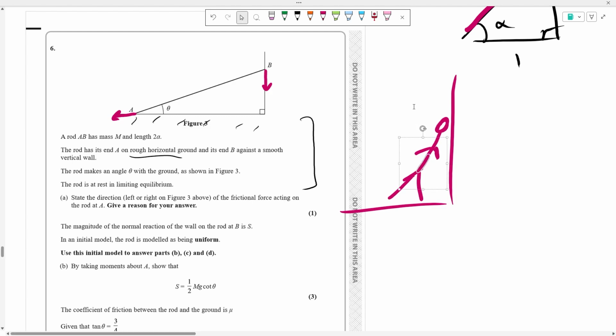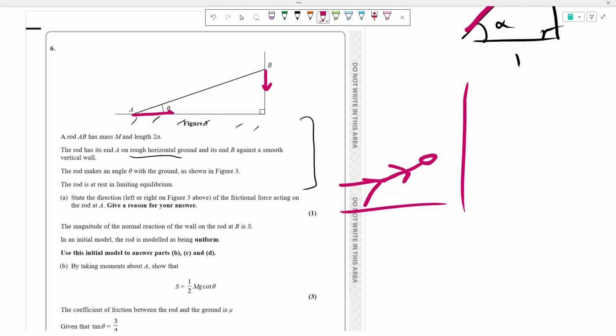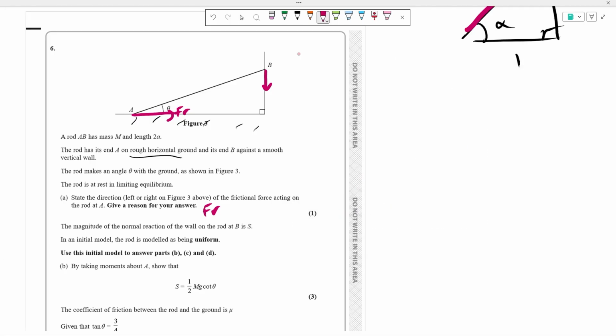What will happen is he'll end up essentially trying to end up like this. So the rod is essentially trying to move left. If the rod is trying to move left, that means the frictional force has to be going towards the right. Cool, that's part A. To the right. That pen is really fat. I don't like that.